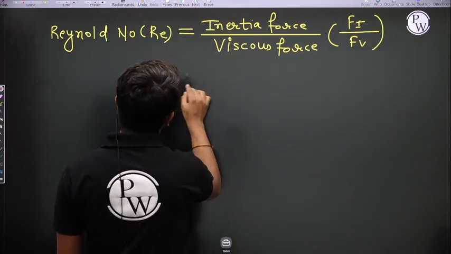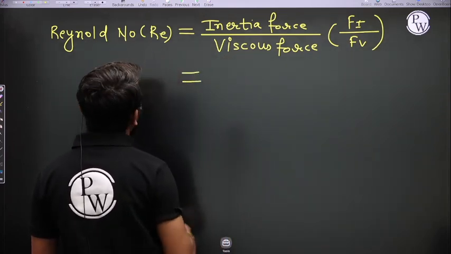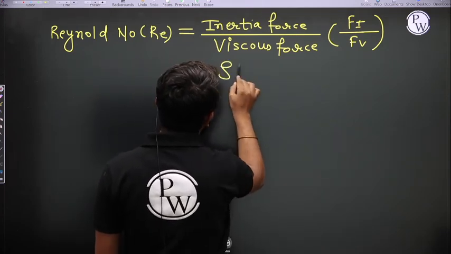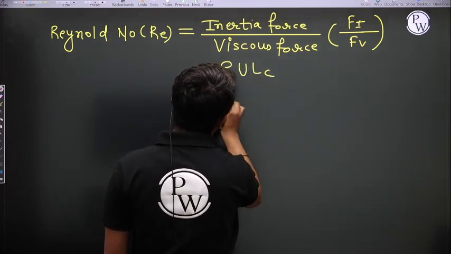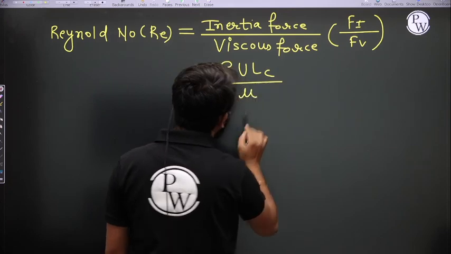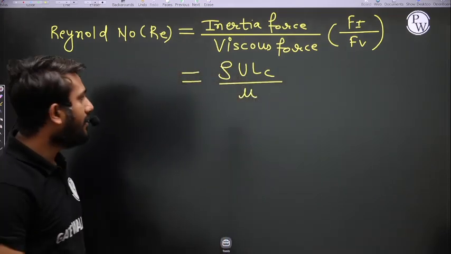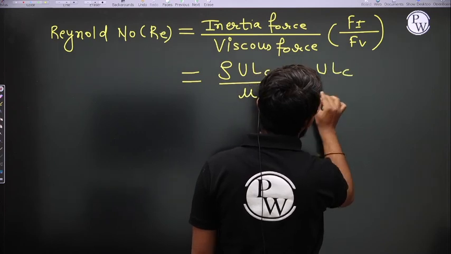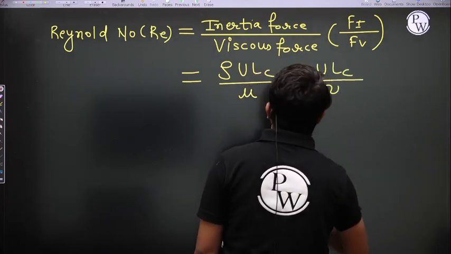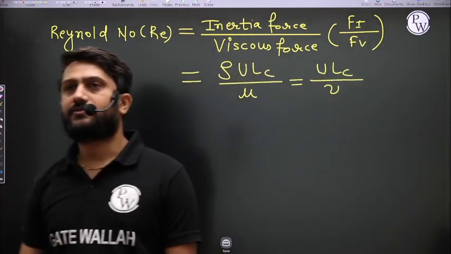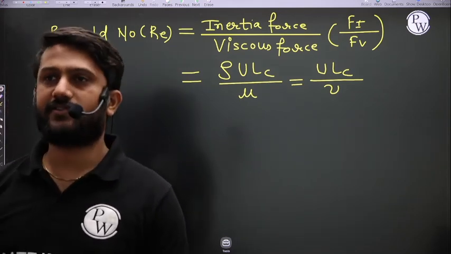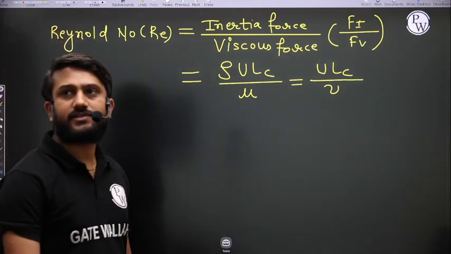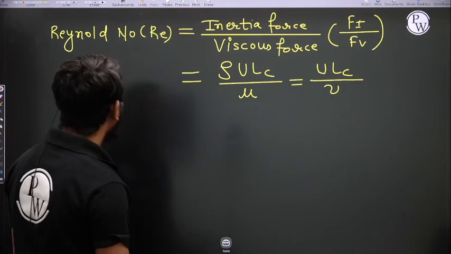So if you derive the mathematical expression for the Reynolds number, what are you getting? You are getting rho u Lc by mu, or u Lc by nu. What is nu? Nu is the kinematic viscosity. What is mu? Mu is the dynamic viscosity. Rho is the density. U is the velocity. Lc is the characteristic dimension.